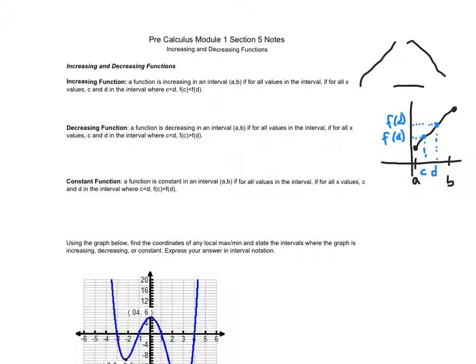Now, if it's decreasing, it's the exact opposite. If the function is going down, if c is smaller than d, then f of c is bigger than f of d because it's going down. So it's just the opposite. And in a constant function, all the values in that interval are the same. So all the functional values would just line up to be the same number.